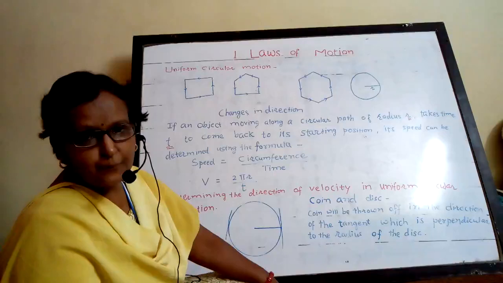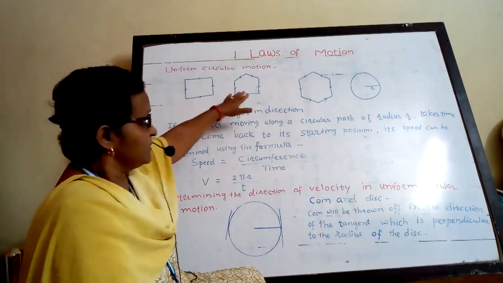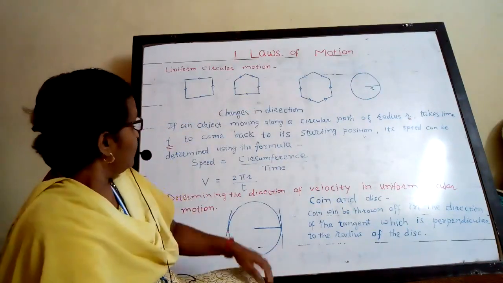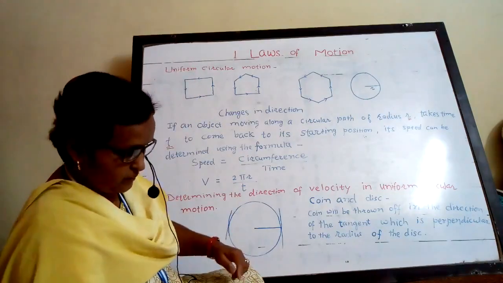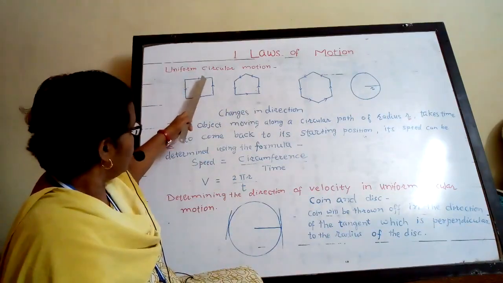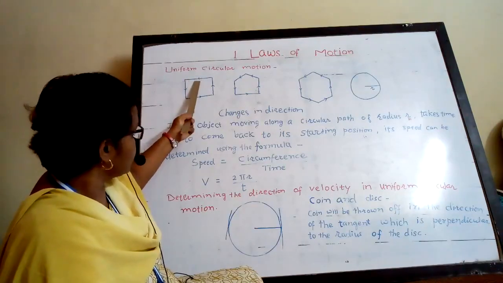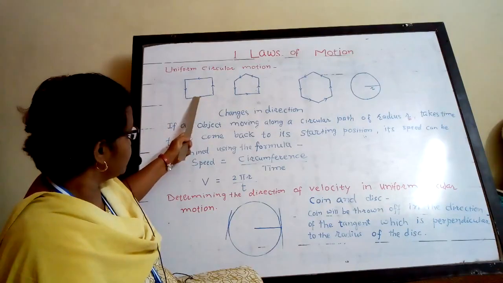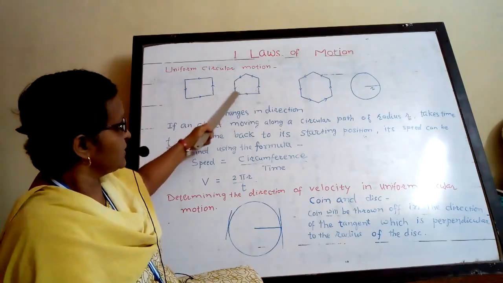Now one example we see, I have written on the board. This is a rectangle, this is a pentagon, this is a hexagon, etc. Now the object is moving. I have shown the direction of motion. Now how many times is it changing direction? Suppose it starts from this point, it changes direction here, again it changes direction here, again it changes direction here.